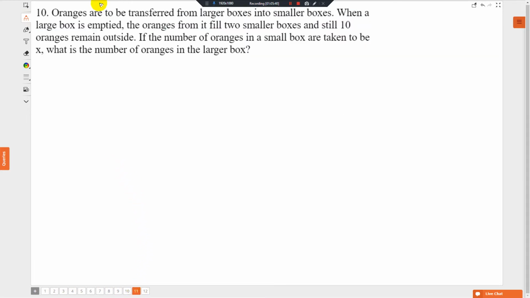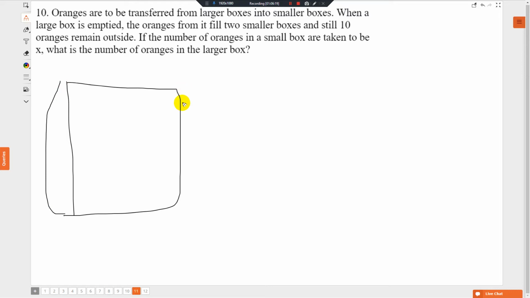Now here, see, oranges are to be transferred from larger boxes into smaller boxes. When a larger box is emptied, the oranges from it fill 2 smaller boxes and still 10 oranges remain outside. If the number of oranges in a small box is taken to be x, what is the number of oranges in the larger box? So this is very simple. I think this is the box. Okay, so this is the large box.